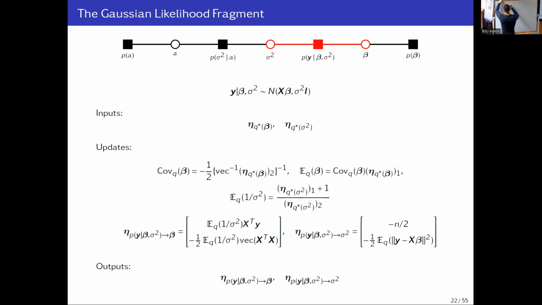The message. So what we worked out was the message from the prior, right? Now we have to work out the message from the likelihood.